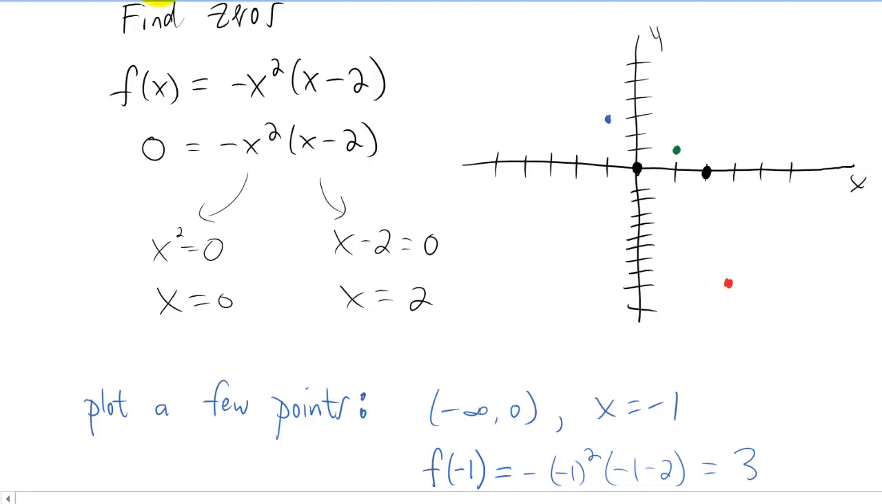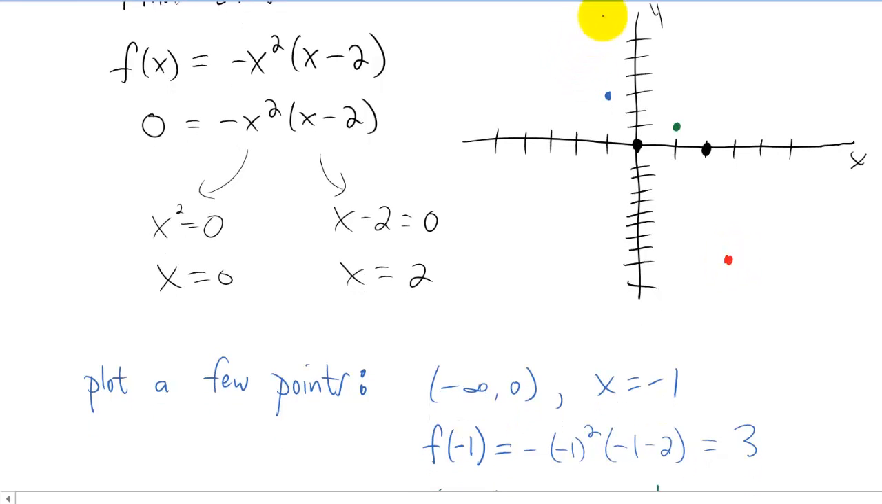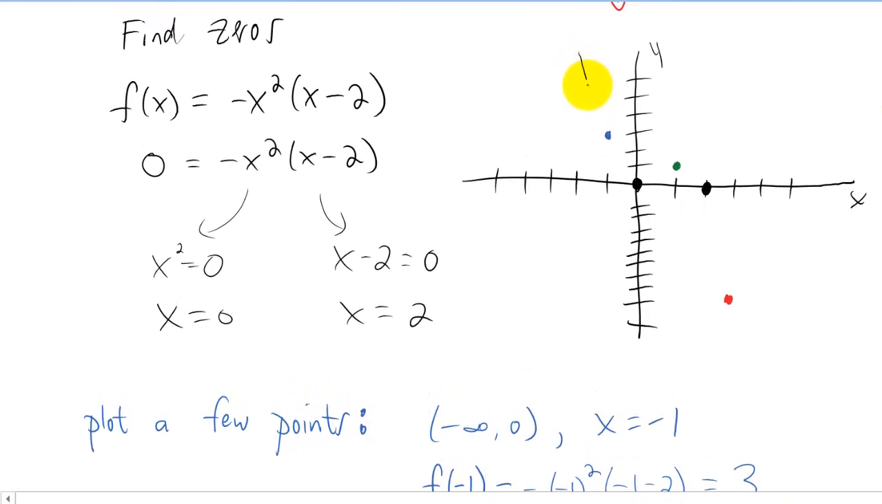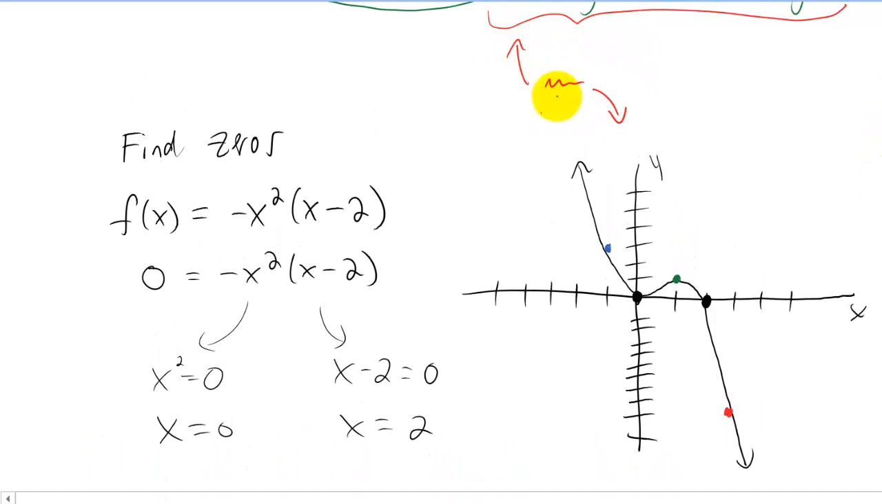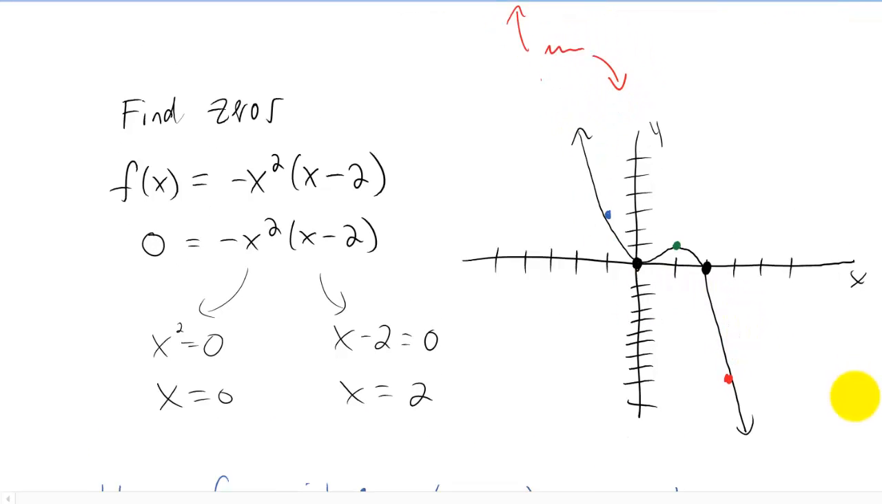Now this becomes an exercise in connecting the dots. So I'm going to start over here. I'm going to connect all these dots. We know that polynomials are smooth. So our graph is going to look something like that, which matches up with our original idea of what the end behavior was going to look like. So this whole thing kind of checks out for us.